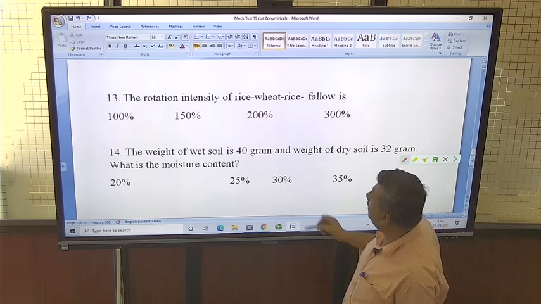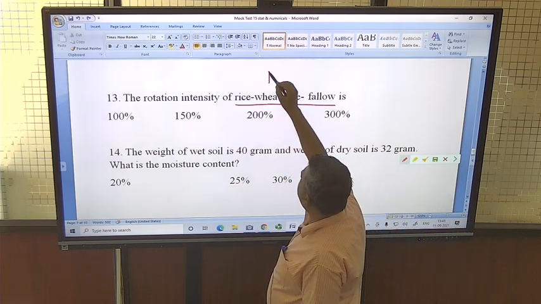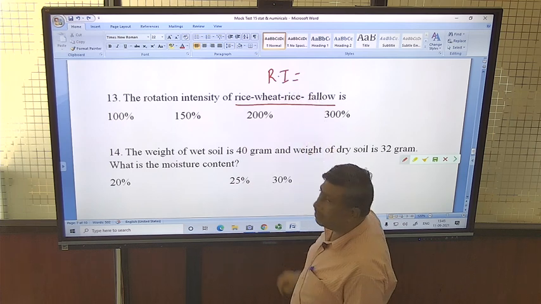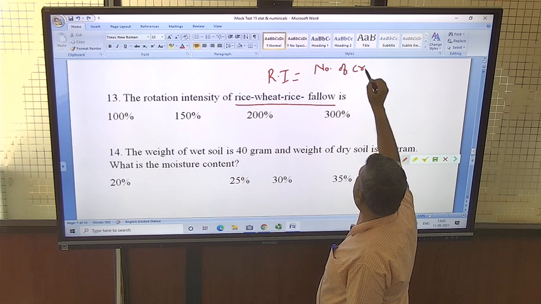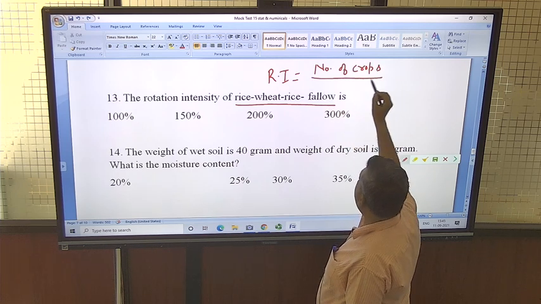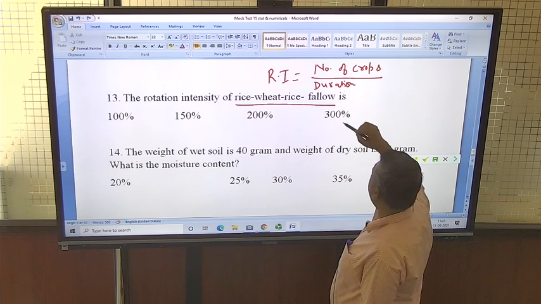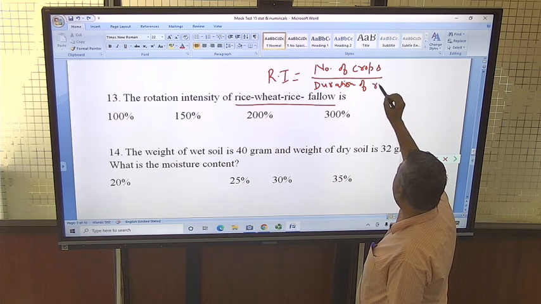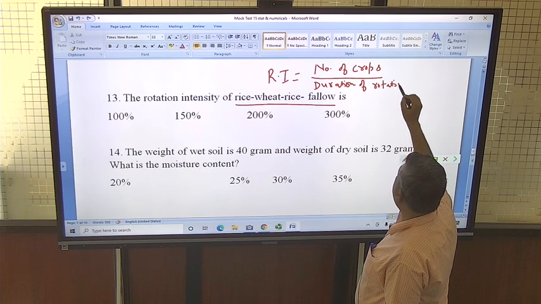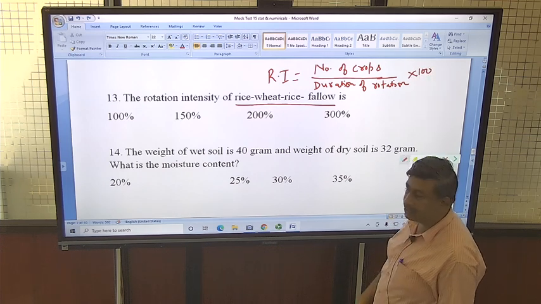The rotation intensity of rice, wheat, rice fallow is. So rotation intensity is calculated by a simple formula: number of crops divided by duration of rotation. How long is duration and how many crops are grown in this system? Duration of rotation, and then multiplied by 100 to convert it into percentage.